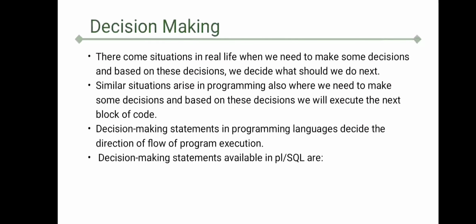So what is decision making? There are some situations in real life where we need to take some decision. Similarly, some situations arise in programming language, and we have to make some decisions for a particular code or particular block of code so that it can be executed in a correct way. So decision making statements in programming language decide the direction of the flow of the program. This is known as decision making.